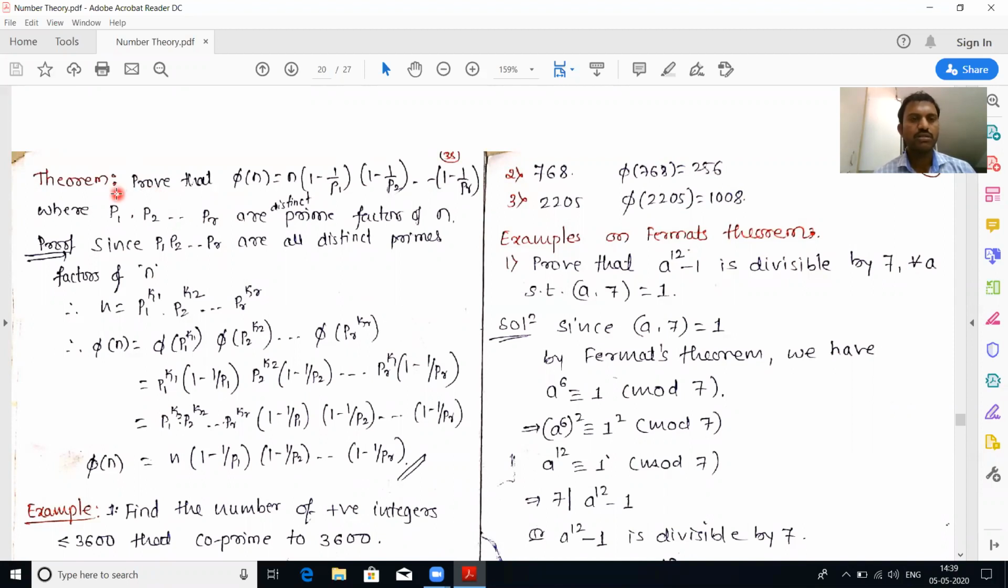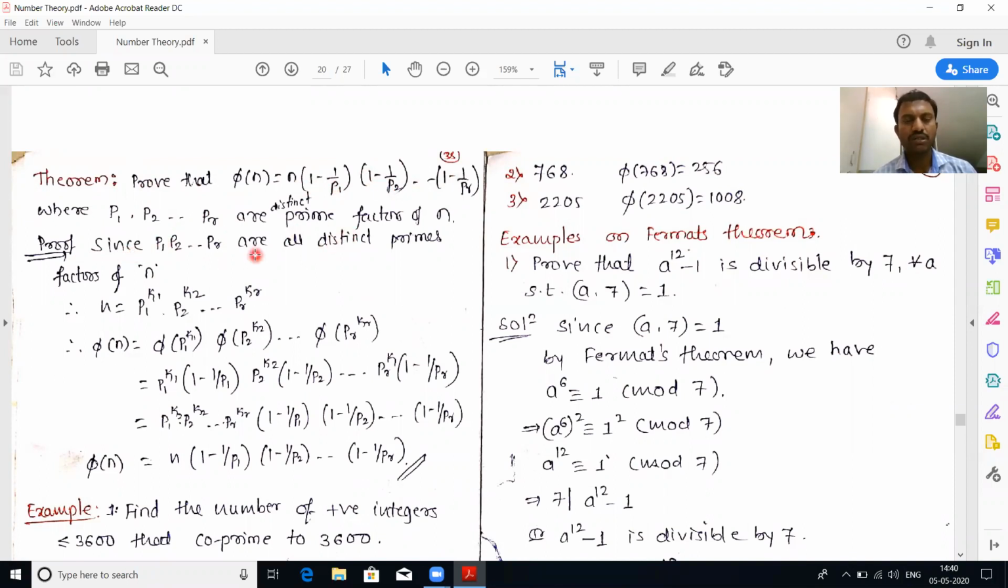The next theorem is: prove that phi of n is equal to n into 1 minus 1 upon p1, into 1 minus 1 upon p2, and so on up to 1 minus 1 upon pr, where p1, p2, p3 and so on up to pr are distinct prime factors of n.